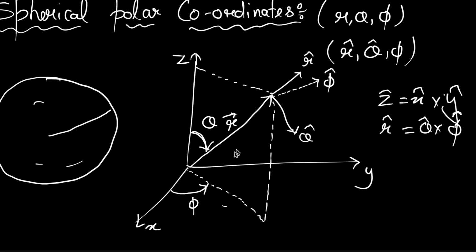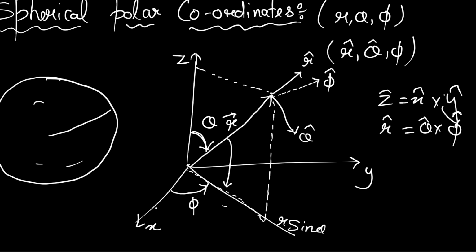Let me discuss it here. Let's suppose I want to take the projection of this r vector in this direction. If I want to take the r component vector in this direction, then this is theta, and this is r sin theta.